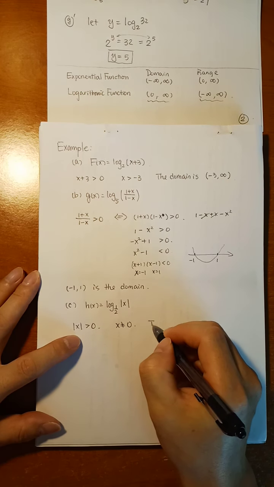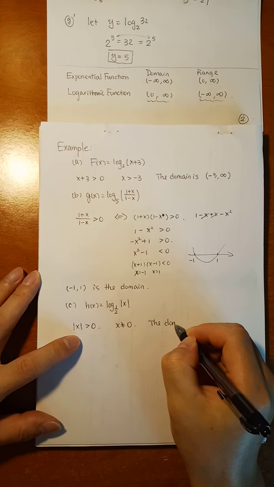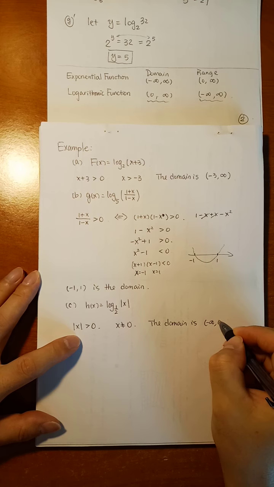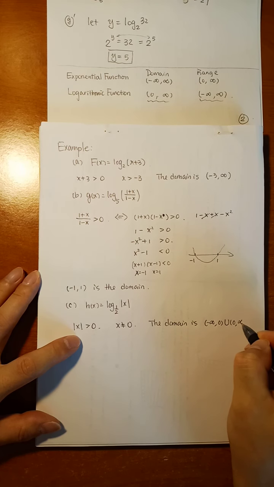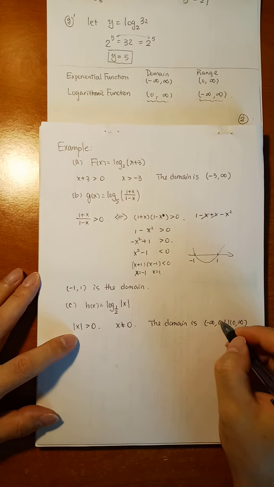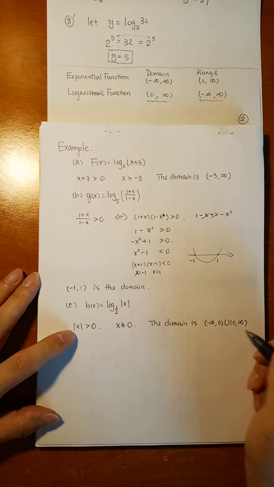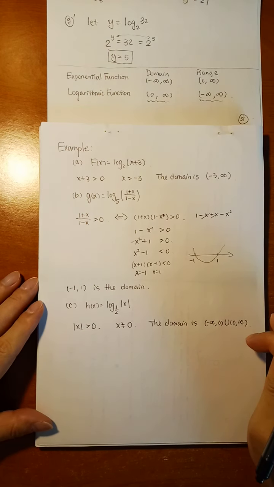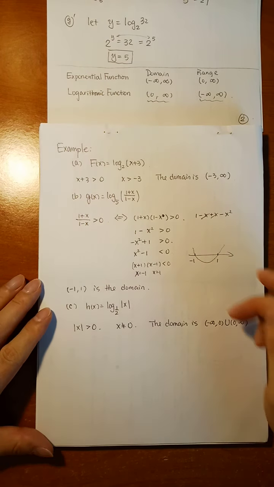So the domain is negative infinity to 0, union 0 to positive infinity. We just use the round parentheses to remove 0. So that's the computation about the domain.